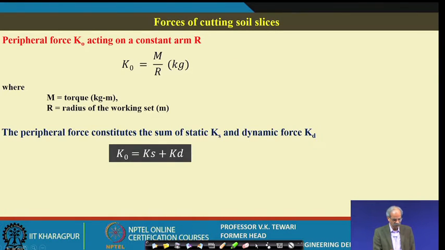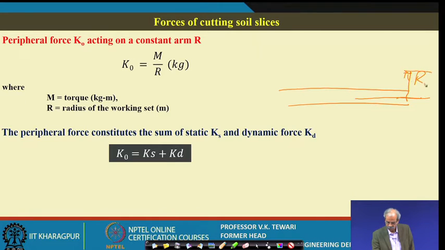Then, immediately you can also know the cutting force on the blade, because the blade will have a certain torque, and the radius of the set is known, because right from the center we can find out what is the total radius here. So, this radius you can find out, and M is the torque coming onto that. So, we need to find out the total torque. See, peripheral force constitutes these two things, one is Ks and the other is the dynamic force Kd.